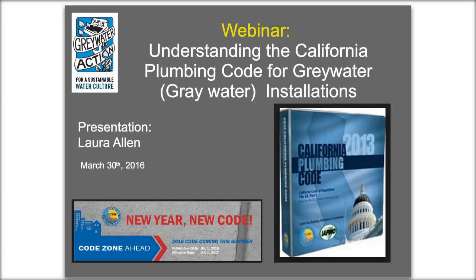So we're going to get started with today's topic, Understanding the California Plumbing Code for Graywater Installations. And as you notice in the slide, we always spell graywater with one word and the E spelling, which is how it's spelled almost everywhere in the world. But in the California Plumbing Code, it is spelled gray water, two words with the A spelling. So both are correct. You can spell it any way you want, but I just wanted to clarify that.